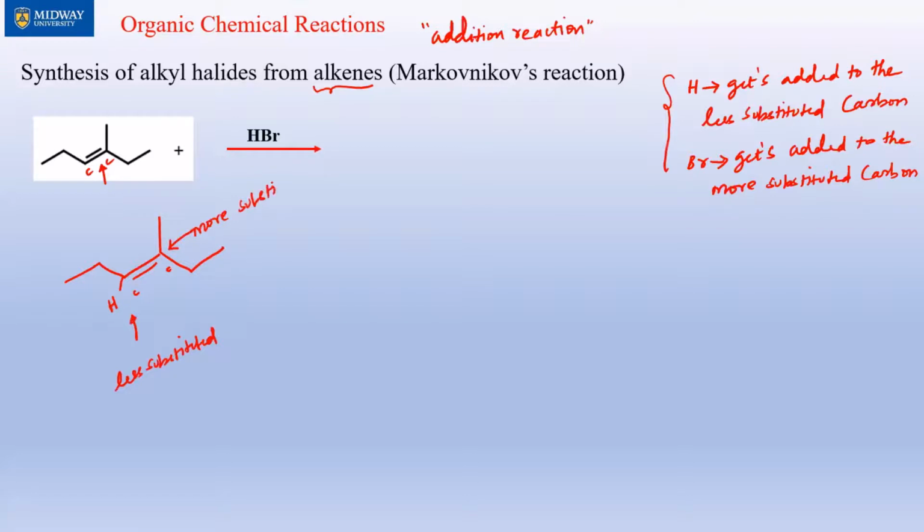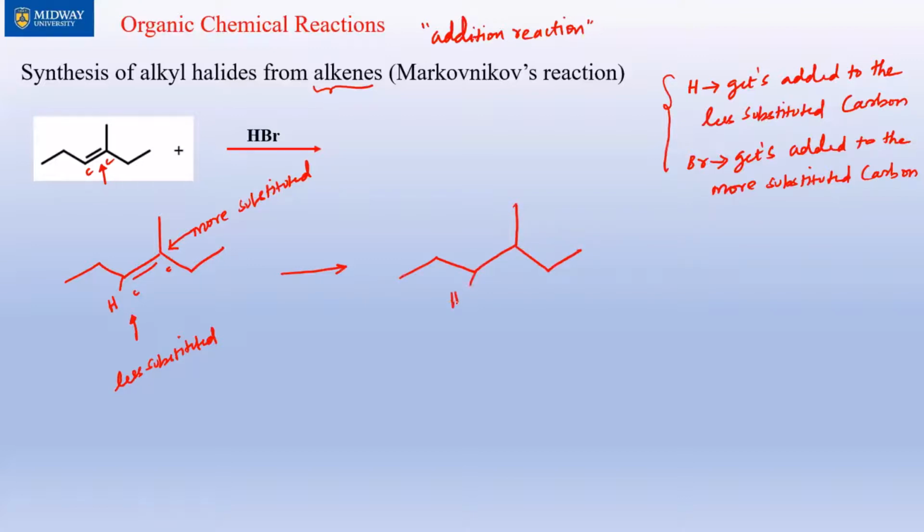Again, we're only interested in the two carbons that contain the double bond. So it's this carbon and this carbon. This carbon contains a hydrogen, so it's less substituted. This one is more substituted. So when we write the product, we write everything the same minus the double bond.